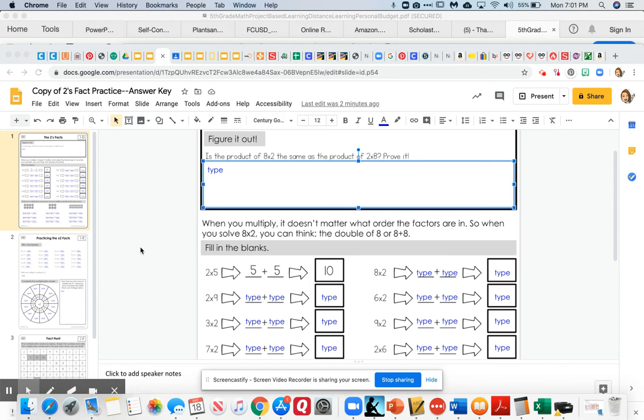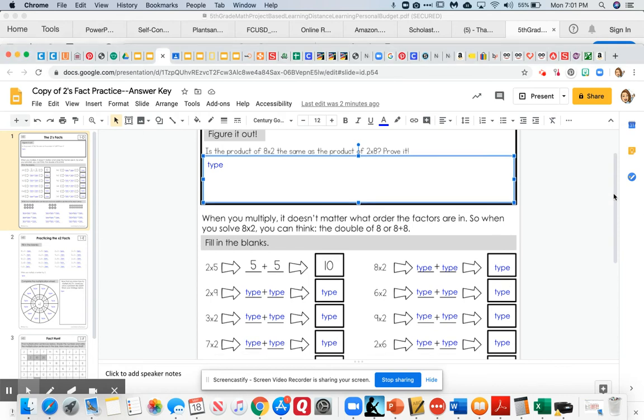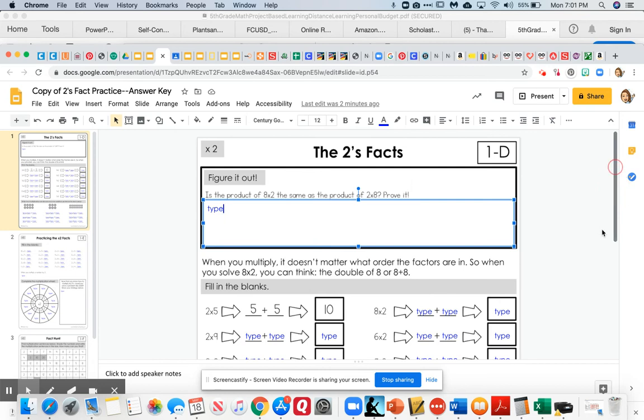This week we're going to be doing some multiplication fact practice to get ready for next year, making sure all our facts are solid. So we're going to start off today with the twos facts. Our first question here is, is the product of 8 times 2 the same as the product of 2 times 8? And you have to prove it.